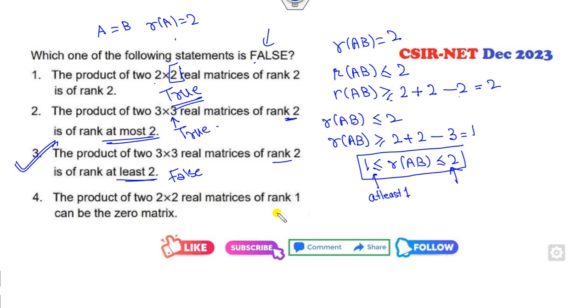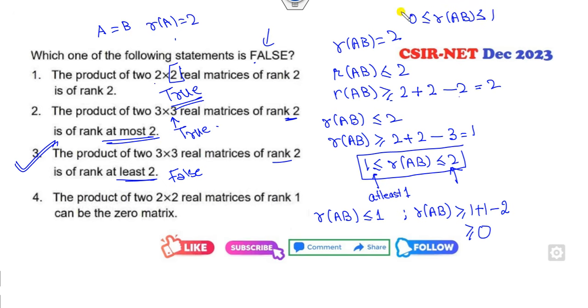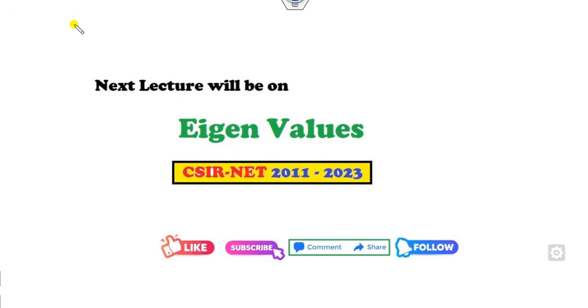Product of 2 cross 2 matrices of rank 1. So this matrix has rank 1. Also for AB, 1 plus 1 minus number of columns, that is 0. So you can see 0 is less than or equal to the rank of AB, which is less than or equal to 1. So it can be the zero matrix, yes, because rank may be 0. So this statement is also correct. The right option is C.